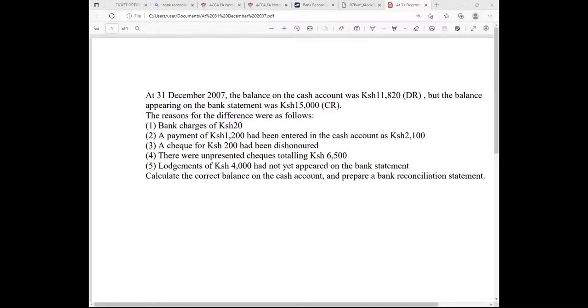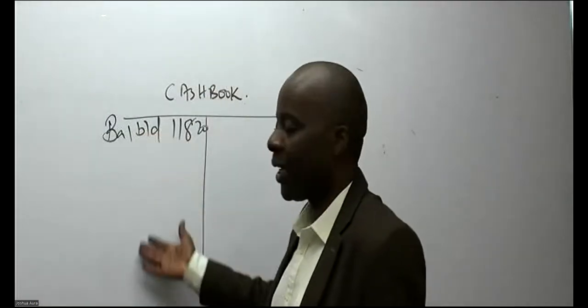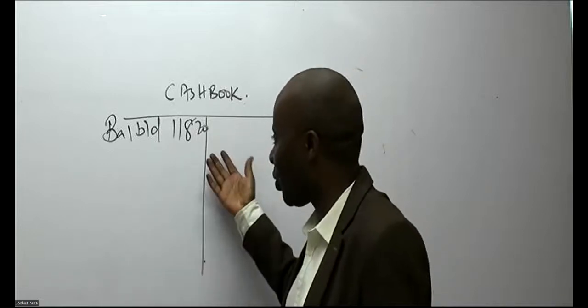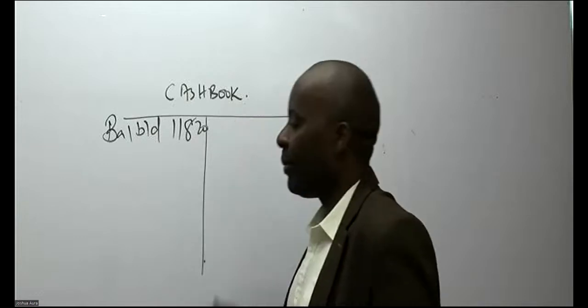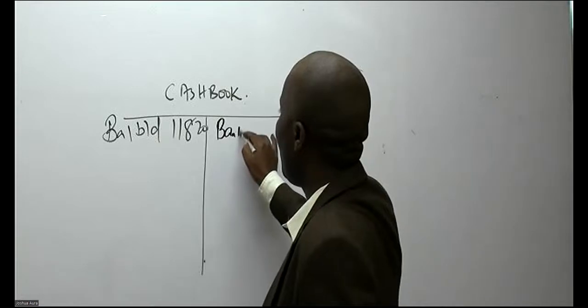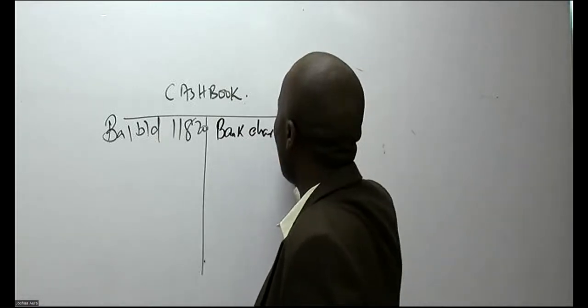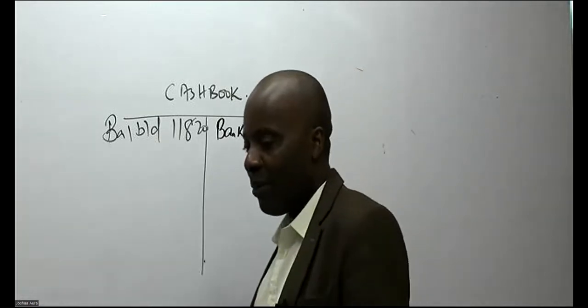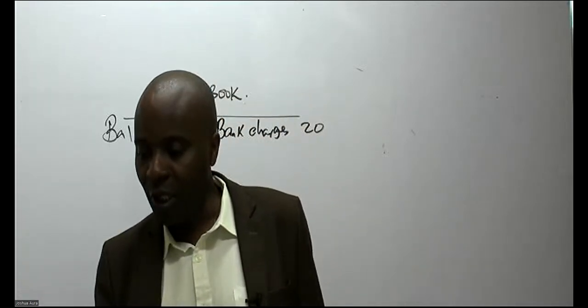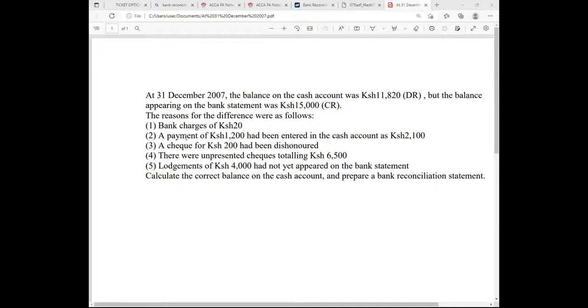The bank charges are not in the cash book here, and I know it's a cash outflow. So now that I've gotten to know about them, I need to update my cash book. So we have here bank charges of 20 bob, you adjust like that. And then, ladies and gentlemen, we got the next one. A payment of Kenya shillings 1,200 had been entered in the cash account as 2,100.